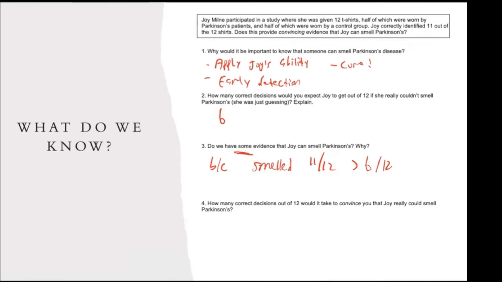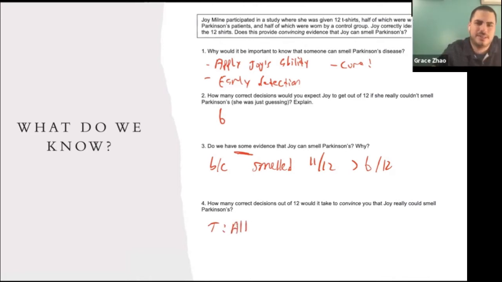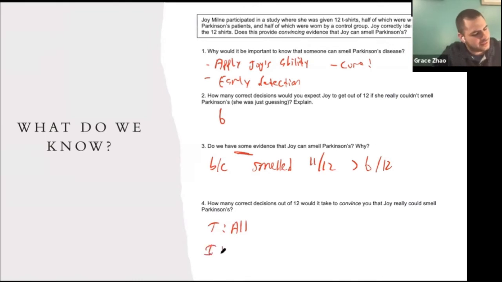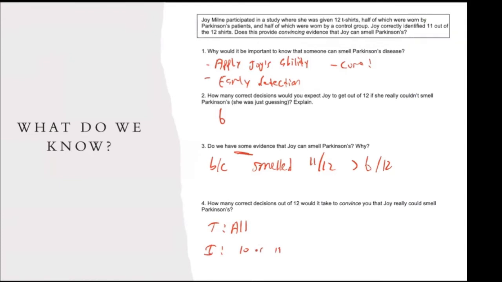Now, this answer is different for everyone. Thomas, we'll start with you. How many correct decisions out of 12, Thomas, would it take to convince you that she could smell Parkinson's? All of them. Thomas says all. What about you, Isabel? I'd say 10 or 11. So you are already convinced, Isabel, that she can smell Parkinson's. Done. Thomas is like, nope, I need them all.